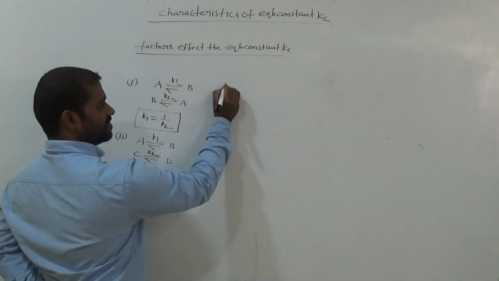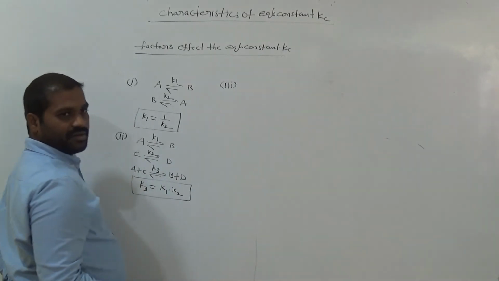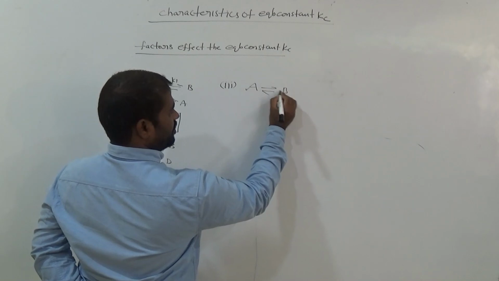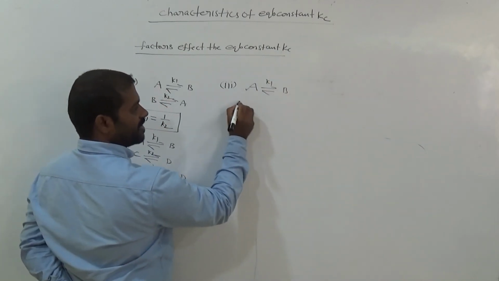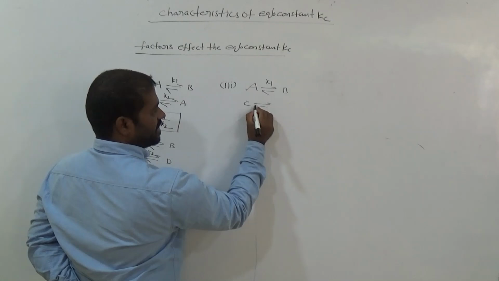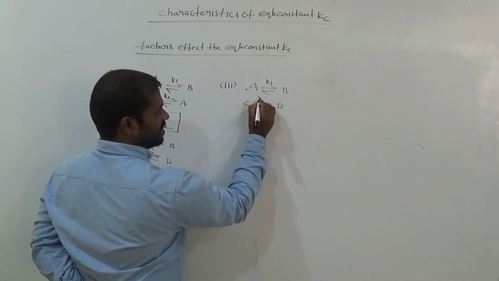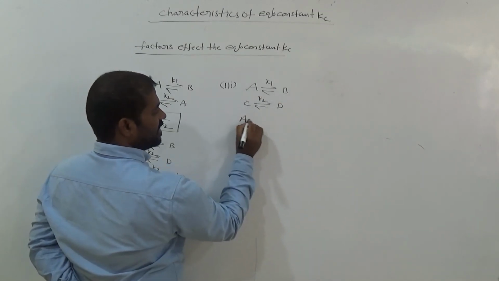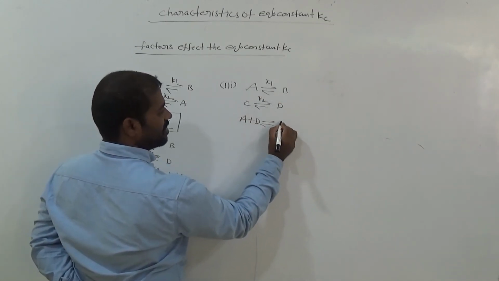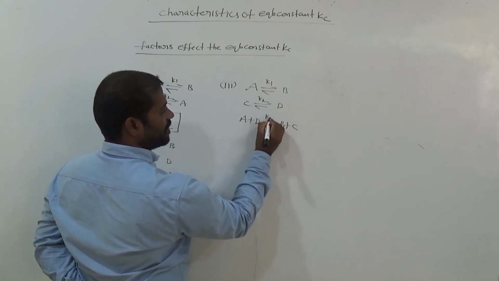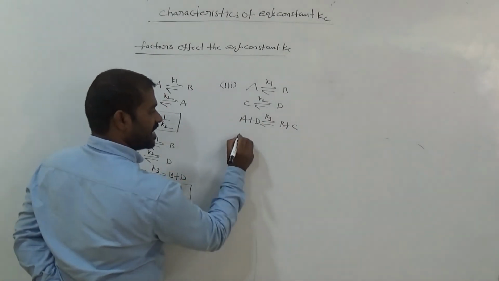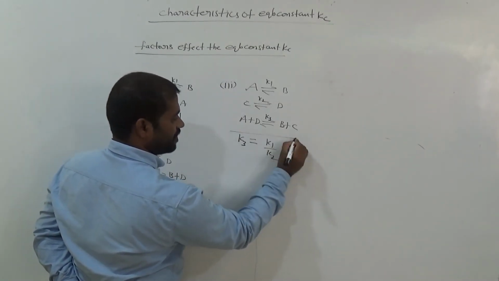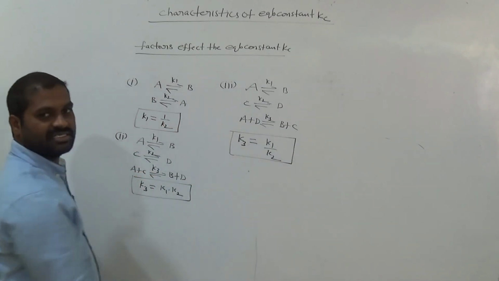The third case, A reversible B taken as K1, C reversible D, that is K2, and added in the opposite direction, that is A plus D is reversible B plus C, that is K3. So in this case the value of K3 is equal to K1 by K2. Is it clear for all?